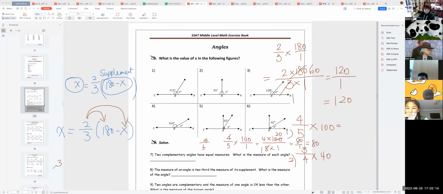So let's see, 3 over 4 times 40 equals 3 over 4 times 40 over 1, equals 3 times 40 over 4 times 1. So 40 divided by 4 equals 10. 4 divided by 4 equals 1. So the answer is 30 over 1. So the answer is 30. Get it, Ryan? Which part are you making mistakes?